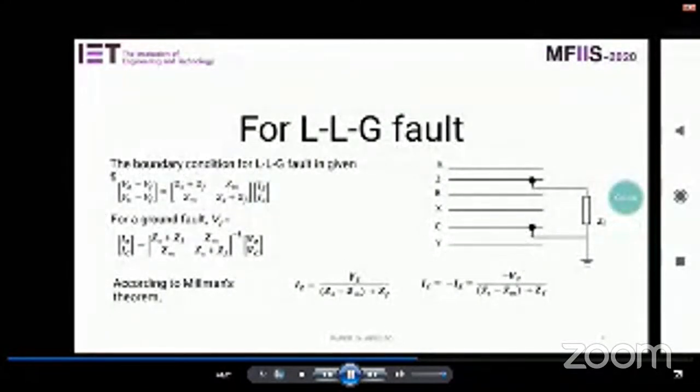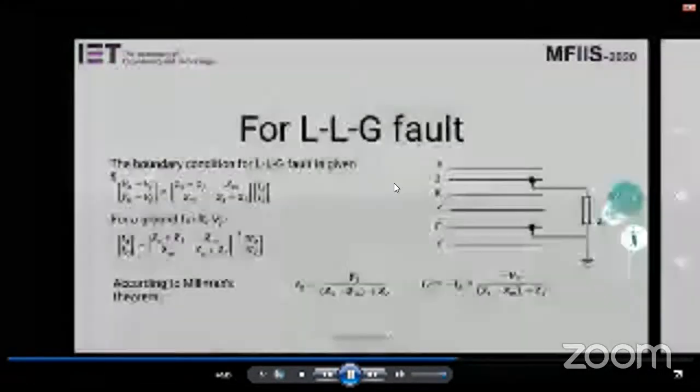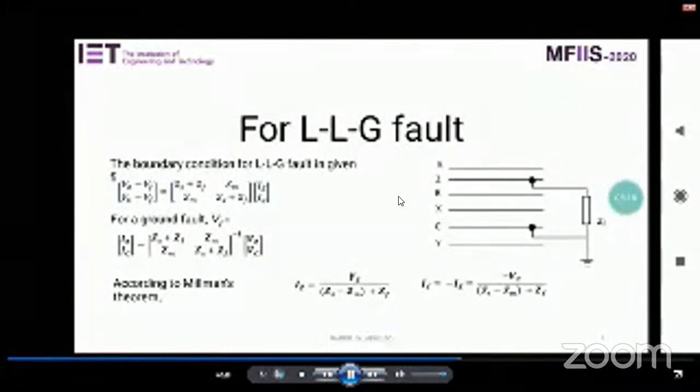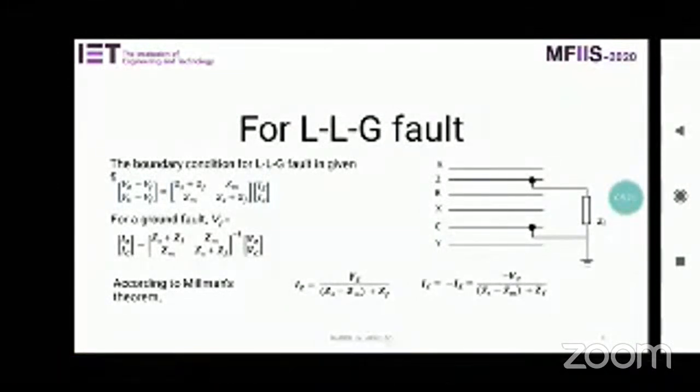Here we are considering a double line to ground fault in phase B and phase Y with the fault impedance ZF. The terminal condition for the phase currents is Ia is equal to Ib is equal to Ix is equal to Iy is equal to 0. Now by applying the boundary condition for the fault, we get the voltage matrix. As it is a ground fault, Vf is equal to 0, so we get the current matrix. Then the fault currents are Iz and Ic. And Ic is equal to minus Iz is equal to minus Vz whole by Zs minus Zm plus Zf.